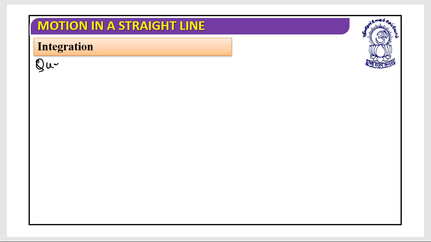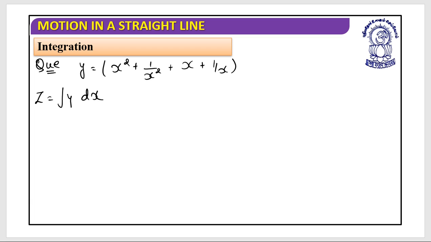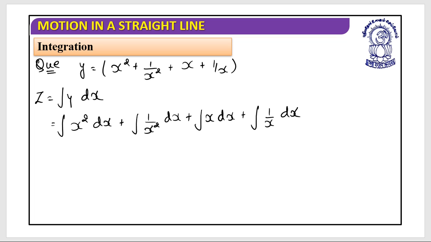Okay, let's look. This is a challenge for you guys, so do it fast. Let's say y is given, that is x square plus 1 by x square plus x plus 1 by x. What you need to do is just integrate this. Z is equal to integration of y dx. So things would look like this: integration of x square dx plus integration of 1 by x square dx plus integration of x dx plus integration of 1 by x dx.